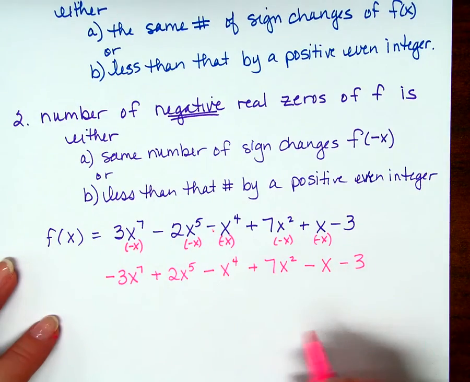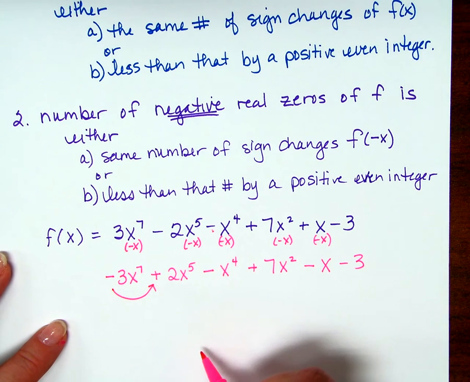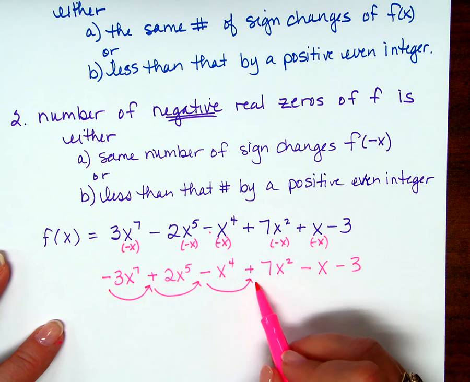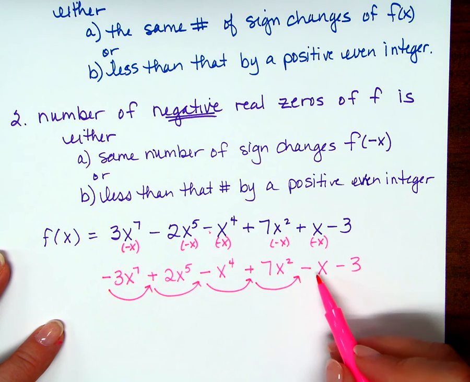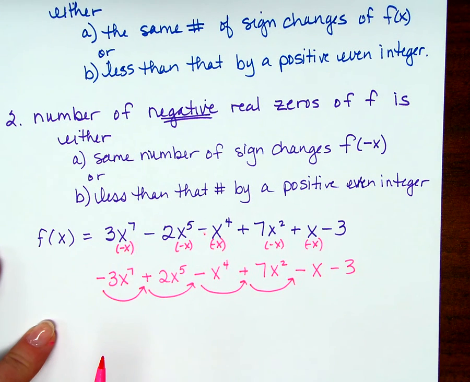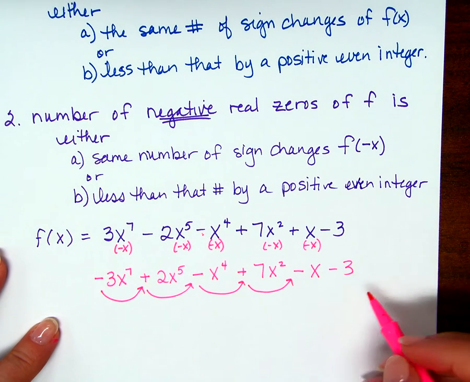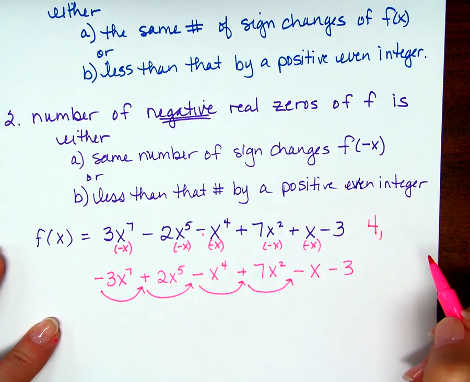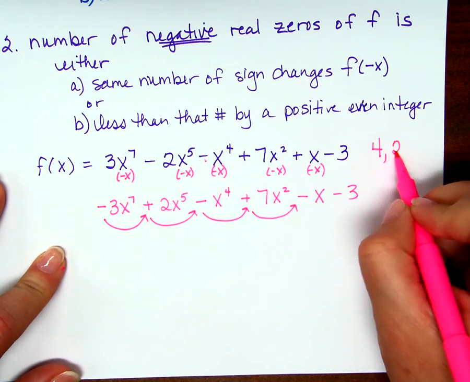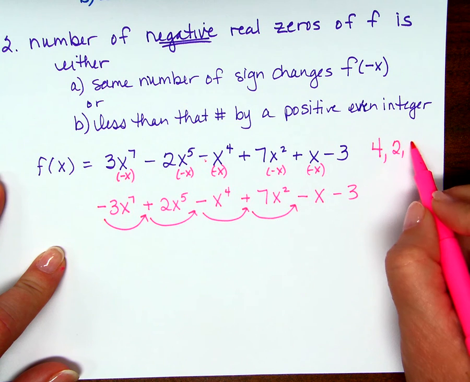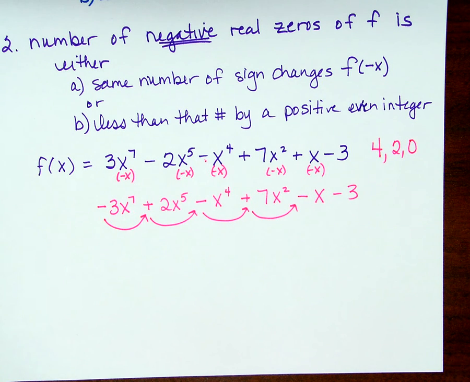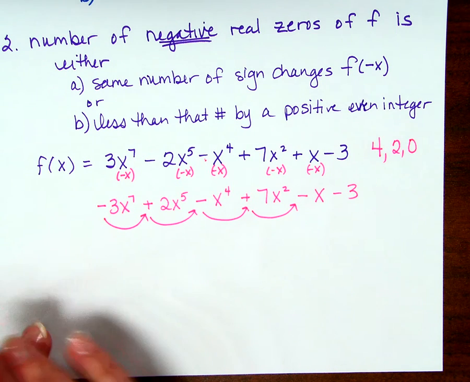We look to see the sign changes. Well, that's a sign change. That's a sign change. That's a sign change. That's a sign change. And there's not a sign change there, is there? Okay? So how many sign changes are there here? 4. So there can be 4 or, what do you think? 2 or 0. Because we're going to subtract 2 every time, right? Less than that number by a positive even integer.